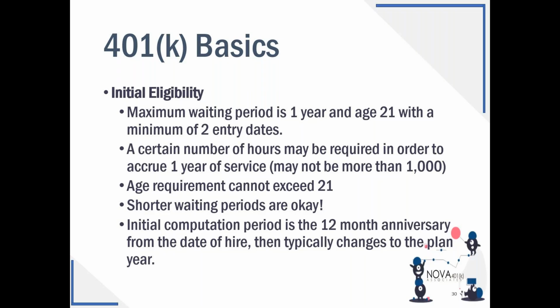So, initial eligibility into the plan. 401k plans are allowed to have a maximum waiting period of 1 year and age 21, with a minimum of 2 entry dates. A certain number of hours can be required in order to allow an employee into the plan, but that amount cannot be more than 1,000 hours. So you can say that a year of service is needed and define that year of service as up to 1,000 hours. You can also exclude people under a certain age, but the maximum exclusion is age 21. So you can say anyone who's under age 21 is excluded from the plan, and that's allowed.